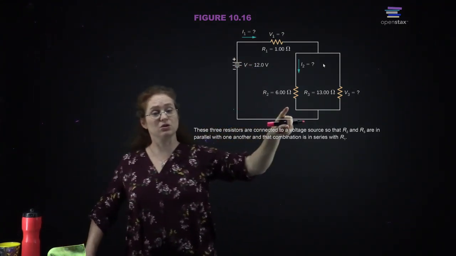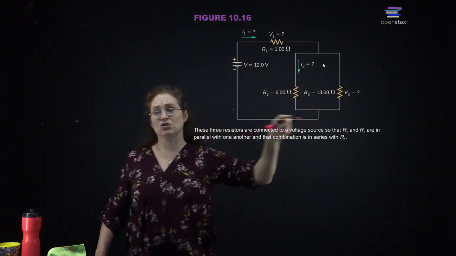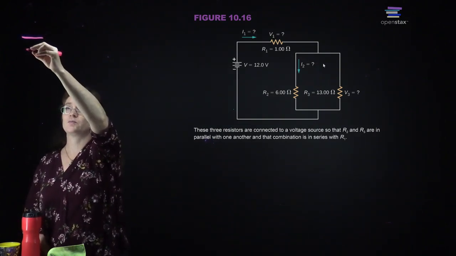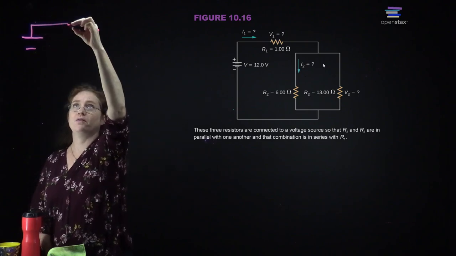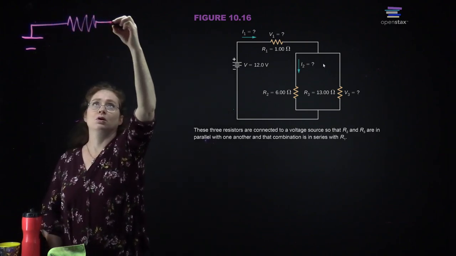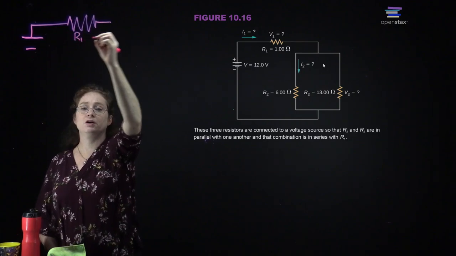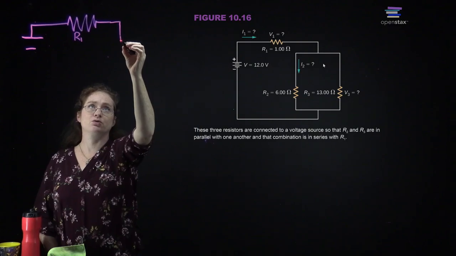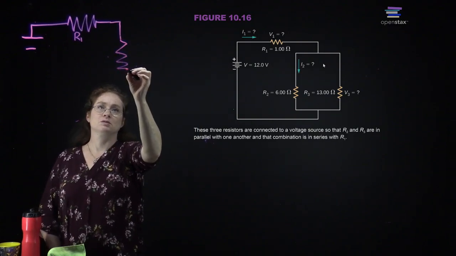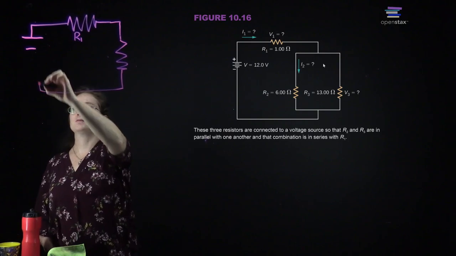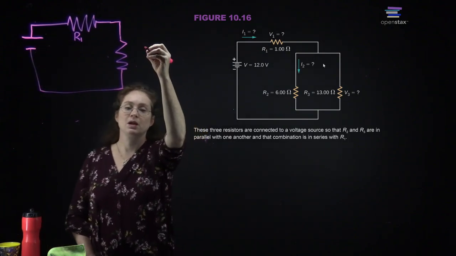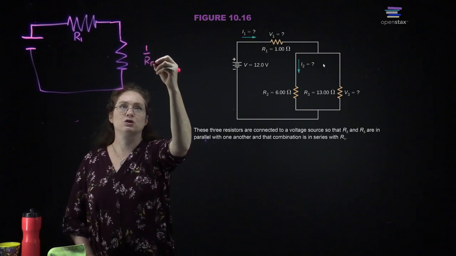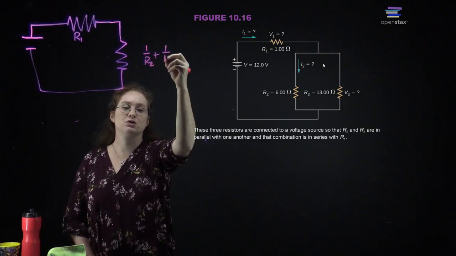So the first thing that we're going to do is add these two resistors. So I'm going to redraw my circuit, and now I still have R1. It is still here, but I am going to replace R2 and R3 by their equivalent resistance. And this is my new circuit, and their equivalent resistance is the inverse of 1 over R2 plus 1 over R3.